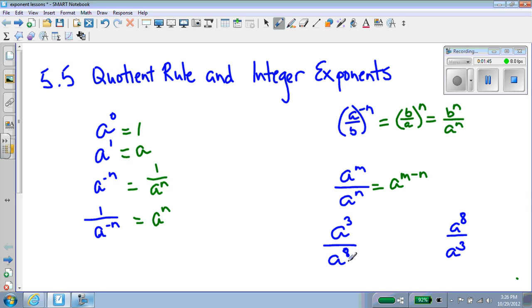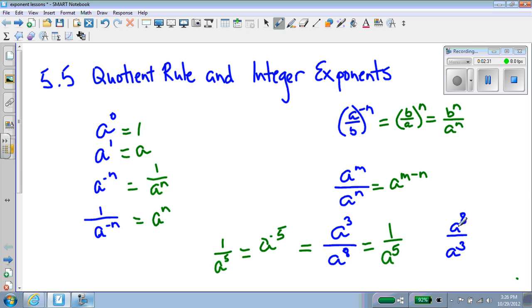In common practice, I could do that. I could call this a to the 3 minus 8 power, a to the negative 5th power. Right, I could do that. And then I would have to rewrite that as 1 over a to the 5th. I tend to think about my quotients using canceling. So I have 3 factors of a on the top, 8 factors of a on the bottom. So 3 of those are going to cancel 3 of these, leaving 5 factors of a on the bottom.